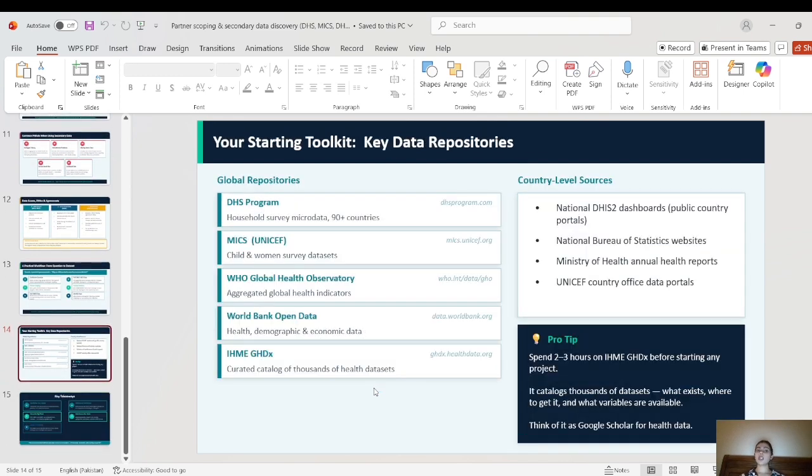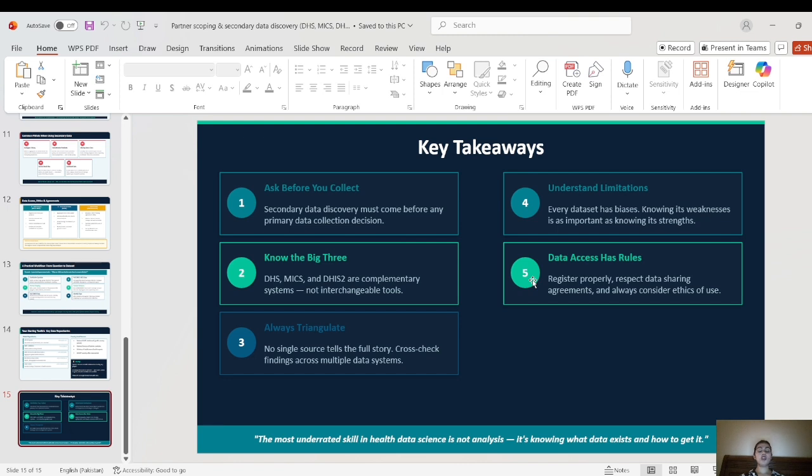Okay, your starting toolkit, your key data repositories: basically your DHS Program, your MICS, your WHO Global Health Observatory, your World Bank Open Data, and your IHME. So these are the country-level resources that you're going to see. Ask before you collect your data. Know the big threes: your DHS, MICS, and your DHIS2.